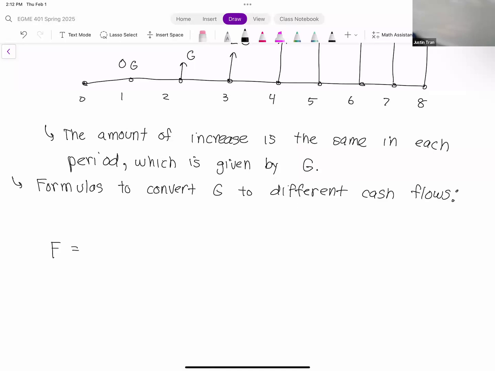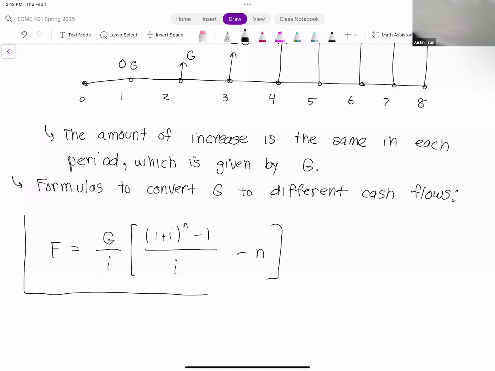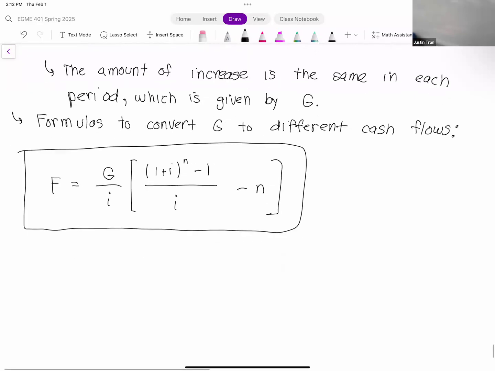We have F is equal to G divided by I, multiplied by (1 plus I)^N minus 1, divided by I, minus N. Okay. So this is the formula that you would use to convert an arithmetic gradient to a future sum. Okay, so this is G to F. You can also use this formula to convert from F to G. You just move all the I and N terms to the other side of the equation. Okay.